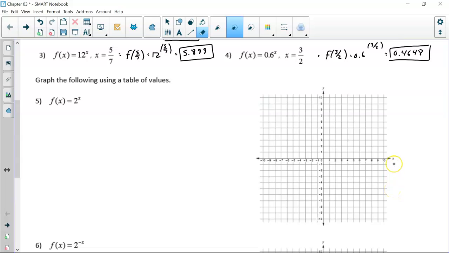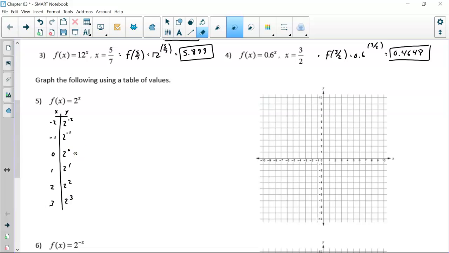Now we're going to graph. We're going to make a table of values. And we're going to pick a couple of values around 0. Negative 2, negative 1, 0, 1, 2. And I'm actually going to go to 3 for my x. So what I have is 2 to the negative second, 2 to the negative first, 2 to the 0, 2 to the first, 2 squared, and 2 cubed.